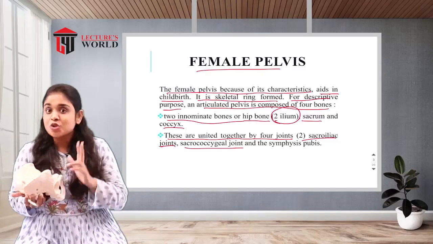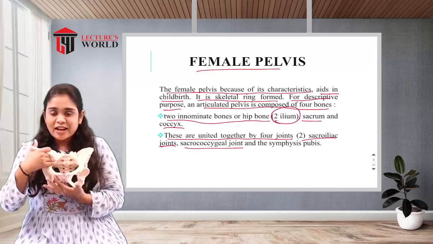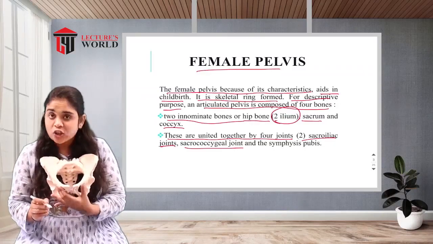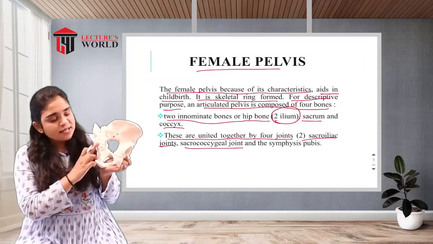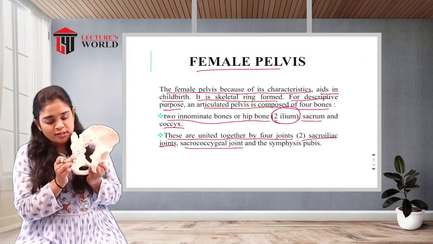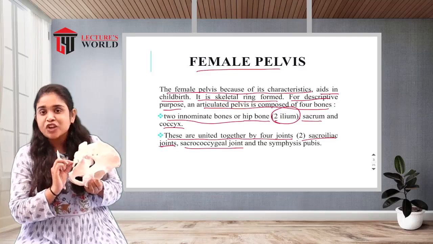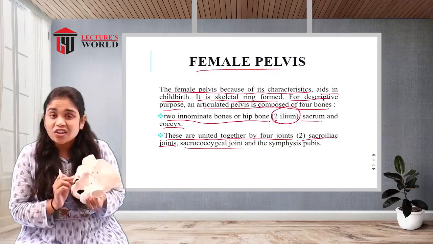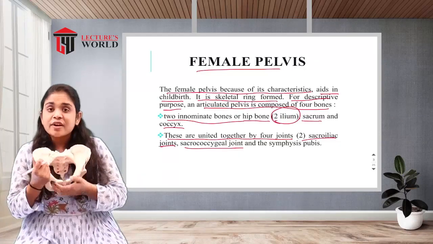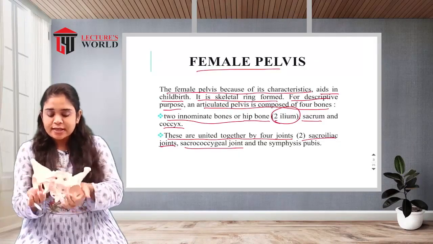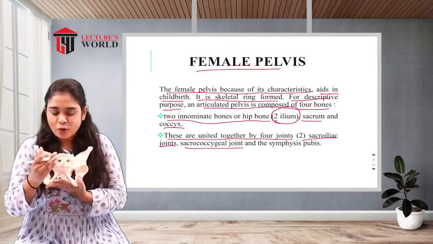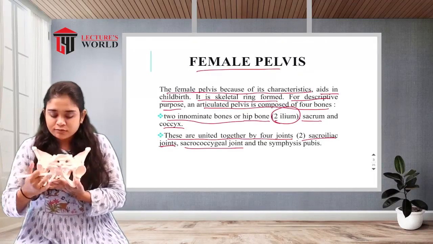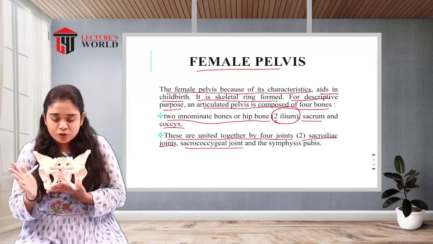So first we have seen the two sacroiliac joints, left and right. Then the sacrococcygeal joint. This is the sacrum and this is the coccyx. There is one joining point or connecting point, known as the sacrococcygeal joint. Then the symphysis pubis. As you can see in the picture, or in this model, this is the symphysis pubis and this is the pubic bone. So there are a total of four joints.